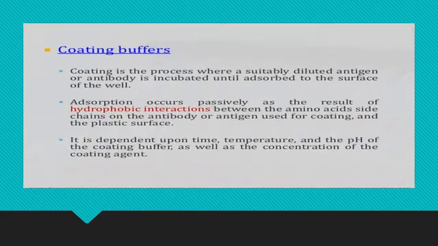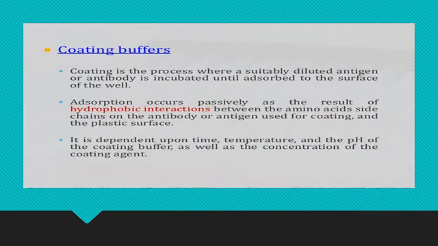So the coating buffer is the process where a suitably diluted antigen or antibodies is incubated until adsorbed to the surface of the wells. يعني احنا شنو نريد نسوي coating with الانتيجين or antibodies، هذا يصير لازم نسوي له dilution بالcoating buffer حتى to be adsorbed to the plastic plate. Adsorption occurs passively as the result of the hydrophobic interaction between the amino acid side chain on the antibodies or the antigen used for coating and the plastic surface.